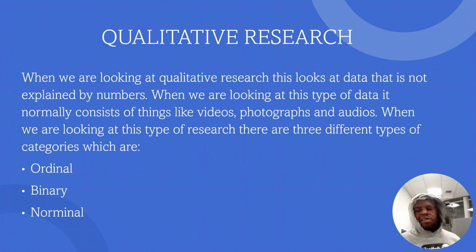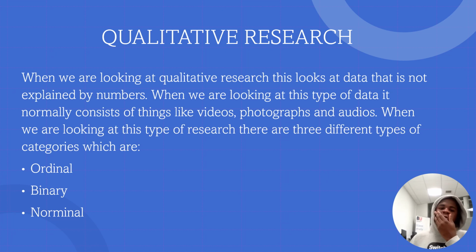So first, when we are looking at qualitative research, it looks at the type of research where it's not explained by numbers, it's explained by videos, photographs, and audios. It's a type of data where not a lot of numbers are used. When we're looking at it, there are three different categories for it: ordinal, binary, and nominal. Those are the three.